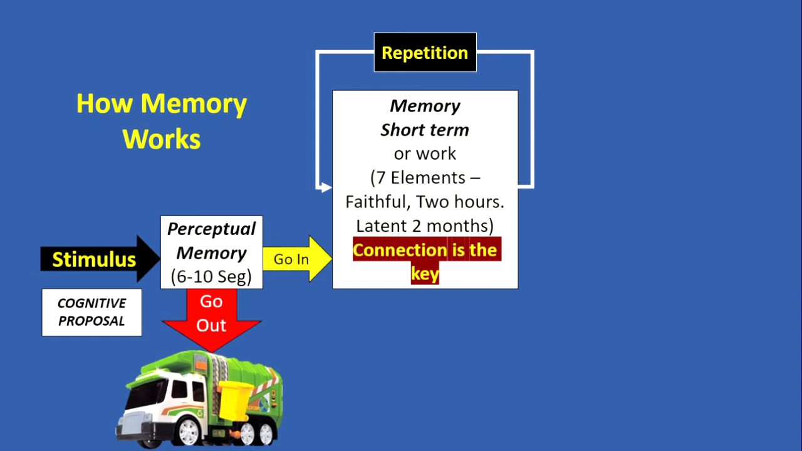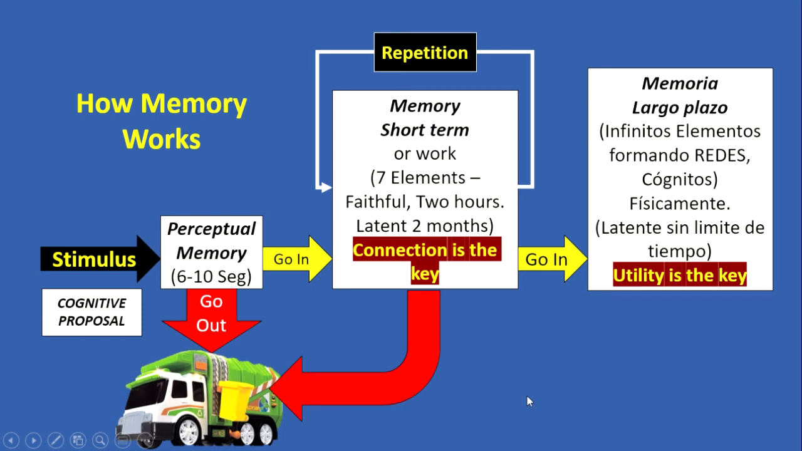But if the information doesn't work for anything, is not useful for anything, in a simple manner, as we see ahead, it is slowly going to the garbage truck, the memory garbage truck. Then, if the information is important enough, it goes to another step of memory, what we call long-term memory. Long-term memory starts to be fixed when the utility is completely clear. Utility here is the key.